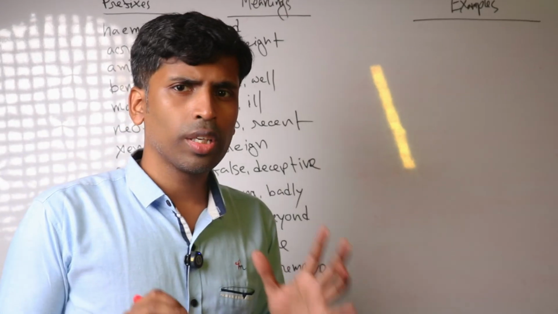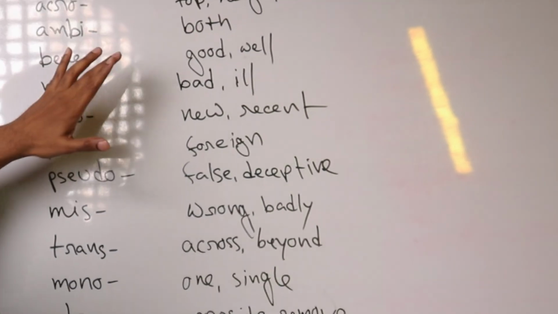The vocabulary of English is so big that it doesn't make sense to learn words one by one. You have to use some shortcuts. Prefixes are one of the shortcuts that can supercharge your vocabulary. Let me take you to the whiteboard and show you some examples. So now we're going to look at prefixes.